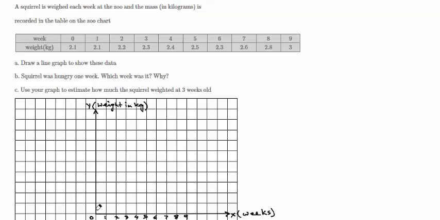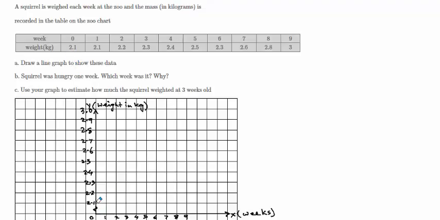On the y-axis, we could use a broken number line and say that we have a 2.1 here, 2.2. The number line is broken to indicate that there are numbers like 1, 1.1, 1.2, etc. between these 2 points. Then 2.3, 2.4, 2.5, 2.6, 2.7, 2.8, 2.9, and 3. And in week 0, the weight of the squirrel was 2.1 kilograms.